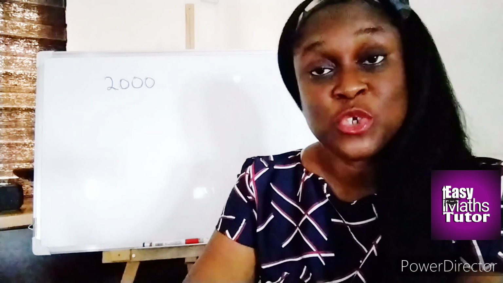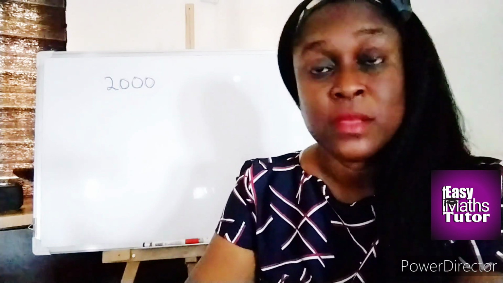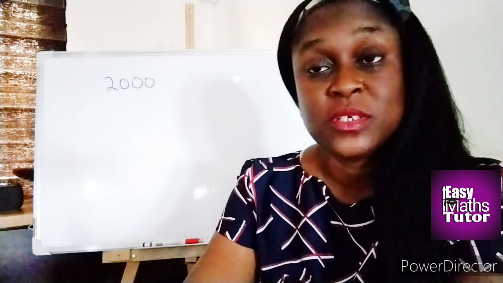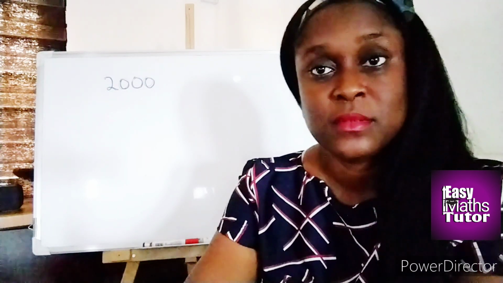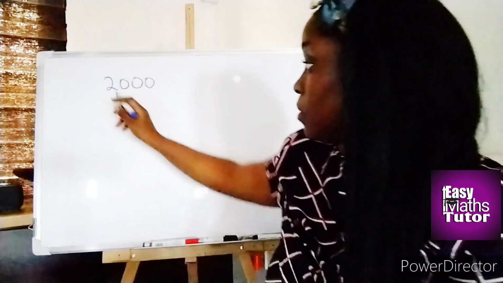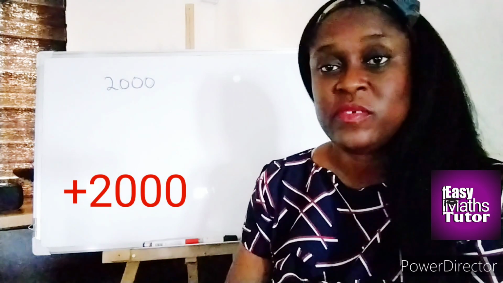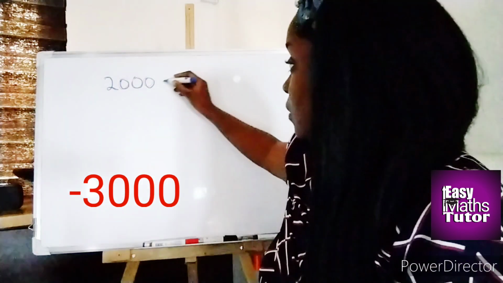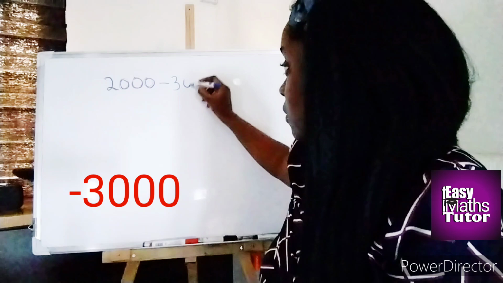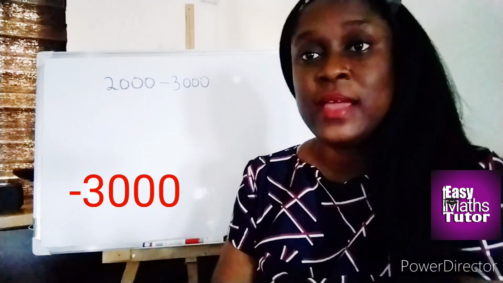Assuming you went to a shop or a market or the salon or anywhere, you went with 2,000 naira to get something done, all right? And then at the end of the day, you end up being charged 3,000 naira. So what does that mean? First of all, 2,000 naira is a positive, while 3,000 is negative.